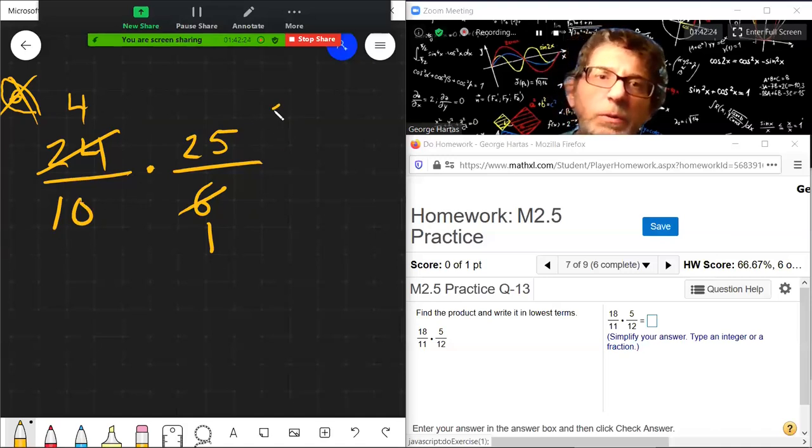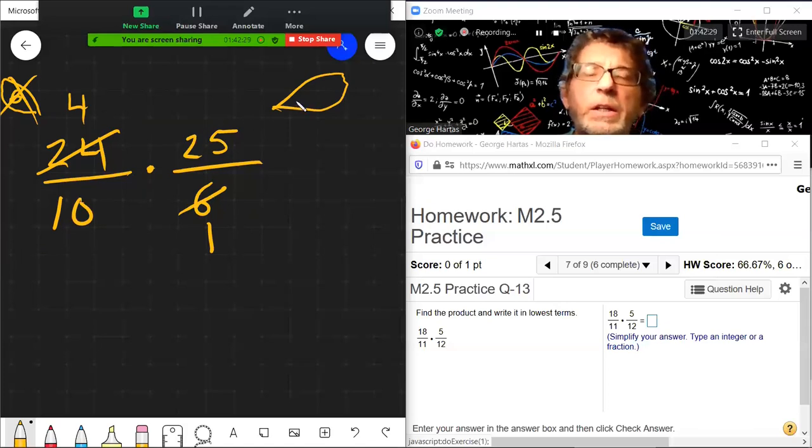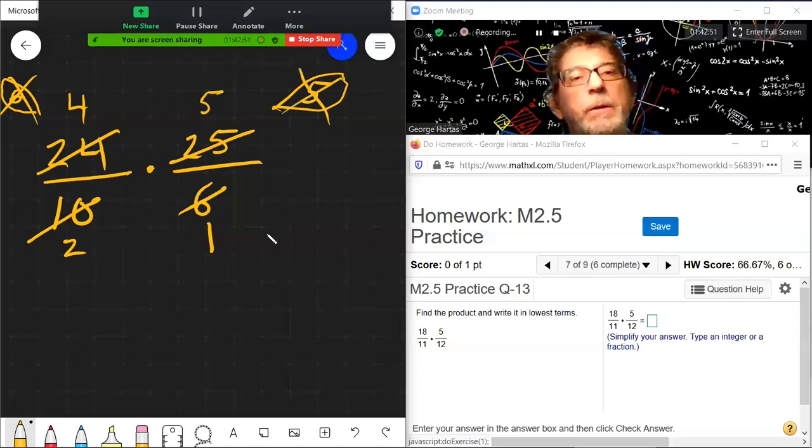Can that be reduced? Is there a number that divides into 10 and 25? And knowing your multiplication tables, you said yes. 5 does. The 5 that you're thinking about divides into 10 2 times. The 5 that you're thinking about divides into 25 5 times. Cross out that thought bubble. Now, again, be neat here. Be neat. If you get sloppy, it's going to be easy to make a mistake.